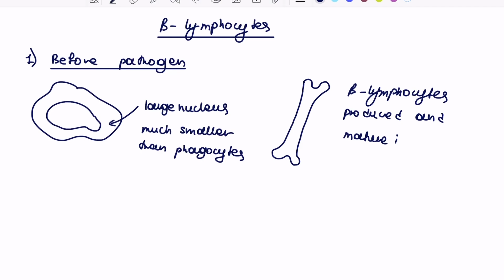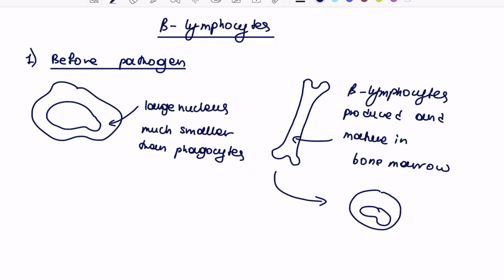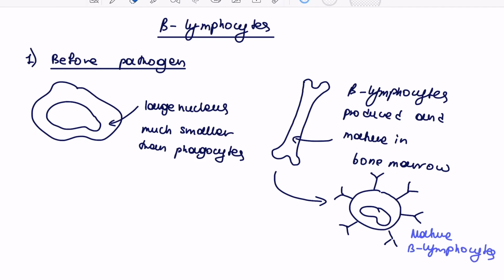Maturation means they will be selected against a specific antigen. So there'll be some gene expression going on that will make them specific and complementary to binding to specific pathogens. And so when they do mature, the B lymphocytes look like this. It's a lymphocyte and there are antibody receptors that are attached to the cell surface membrane.